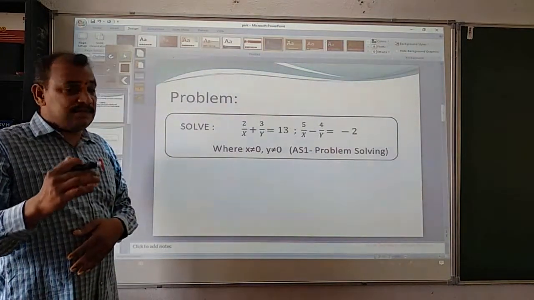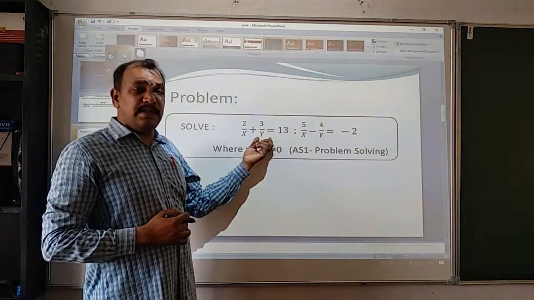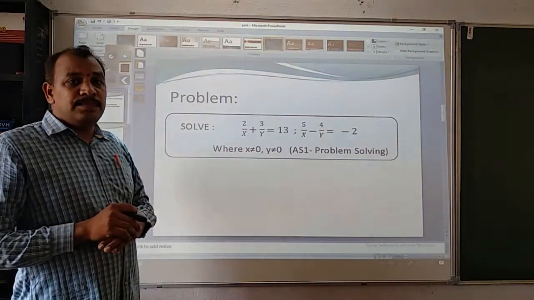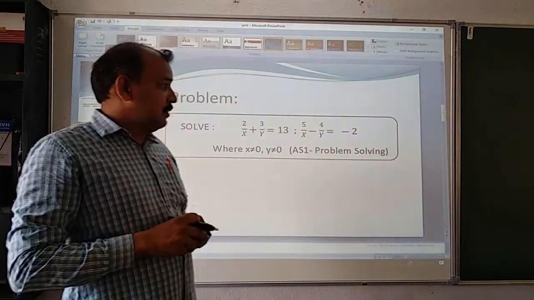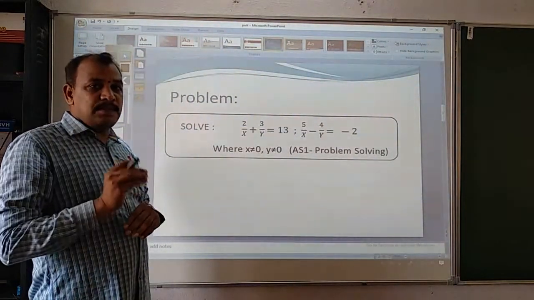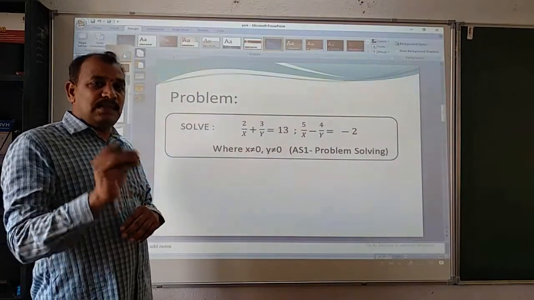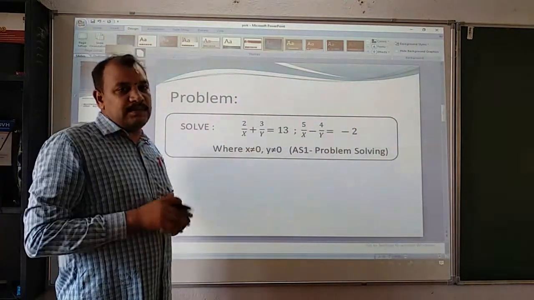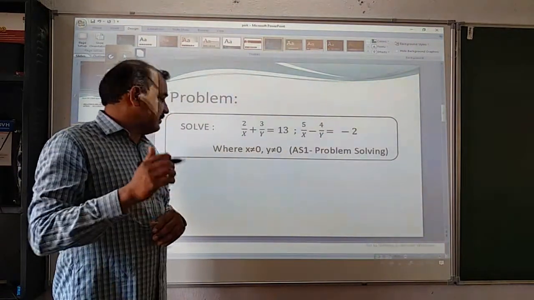A pair of equations which are not in linear form but can be reduced to a pair of linear equations by making suitable substitutions. That means first we have to know what is linear form, what is a linear equation, what is a linear equation in two variables, and what is the general form of a pair of linear equations. Just recall the concepts.